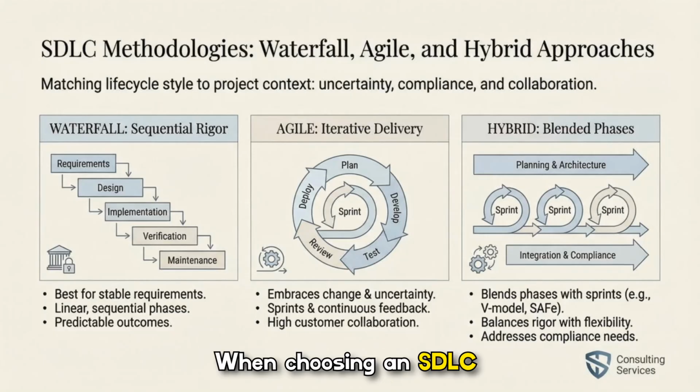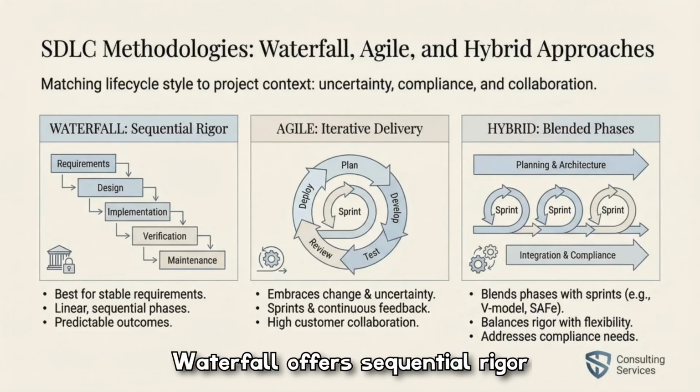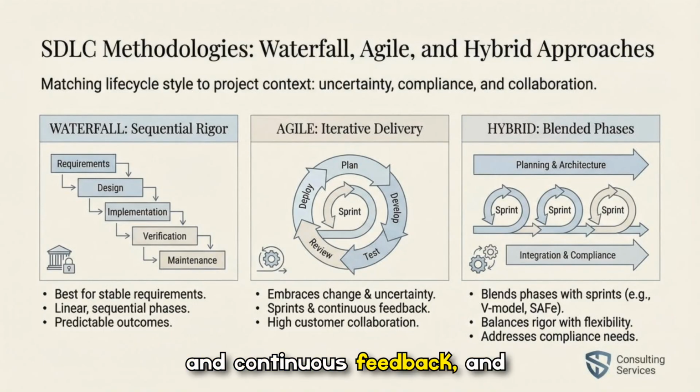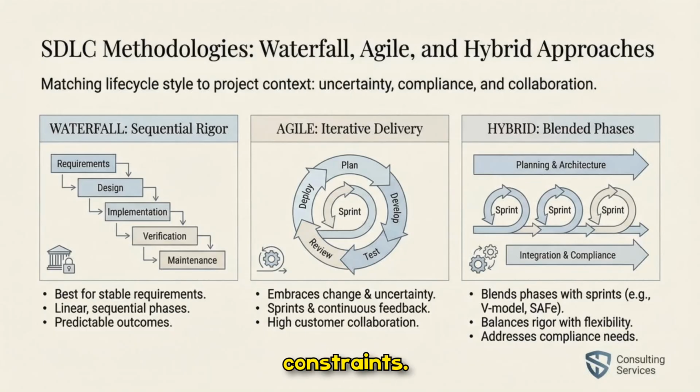When choosing an SDLC methodology, match the lifecycle to project context. Waterfall offers sequential rigor for stable requirements. Agile embraces change with sprints and continuous feedback. And hybrid blends phase planning with iterative sprints to balance compliance and flexibility. The right choice depends on uncertainty, stakeholder collaboration, and regulatory constraints.